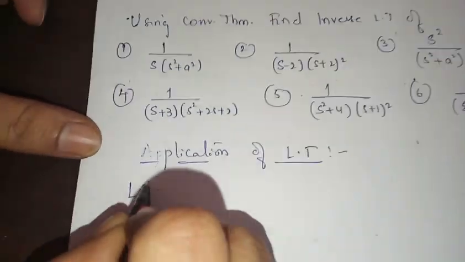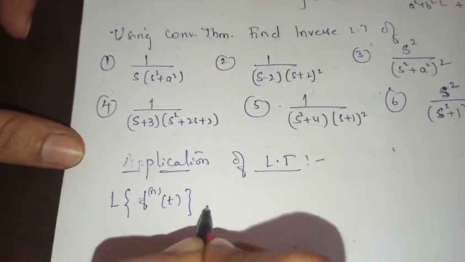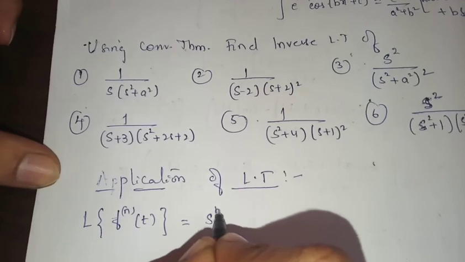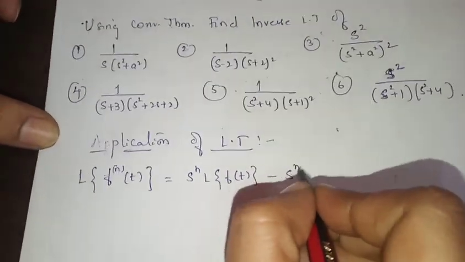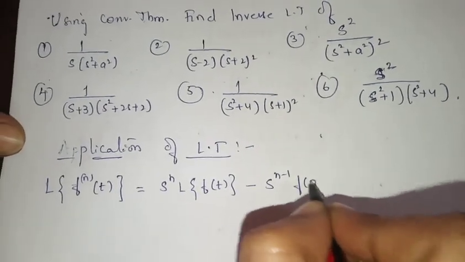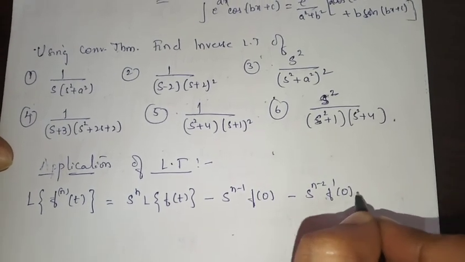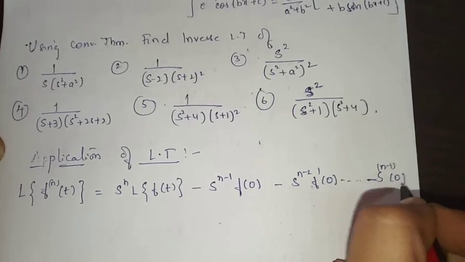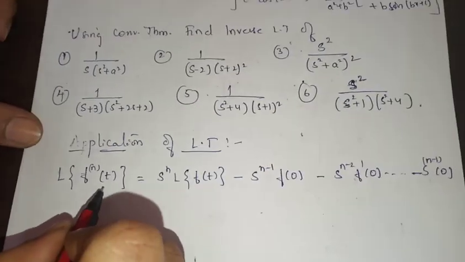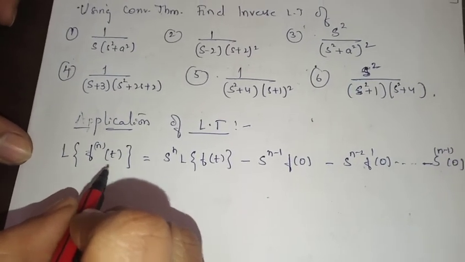derivatives. Here we have already done Laplace transform of nth derivative of a function, which is given by s to the power n into Laplace transform of f of t minus s to the power n minus 1 f of 0 minus s to the power n minus 2 f dash of 0, and so on, minus f to the power n minus 1 of 0. This is the property of derivatives which I have done in Laplace transform. We will apply this property to solve a given differential equation.